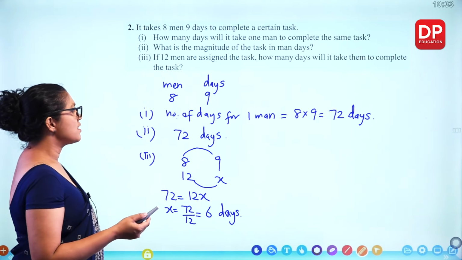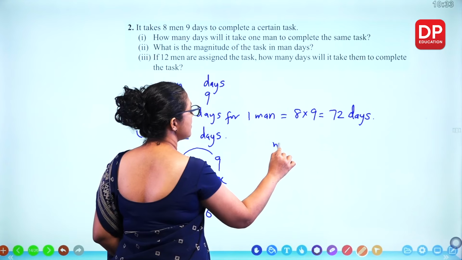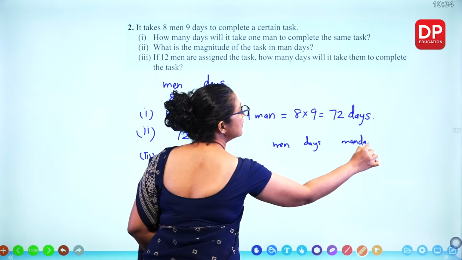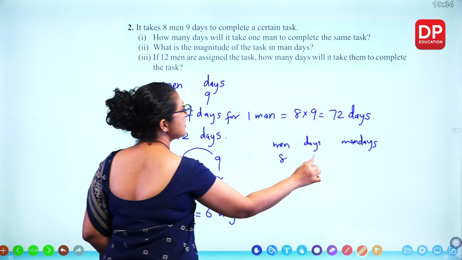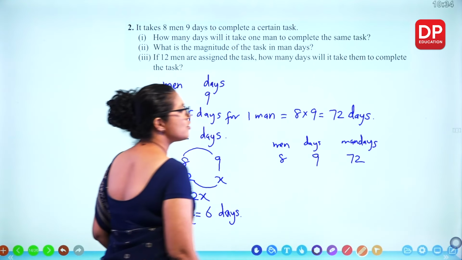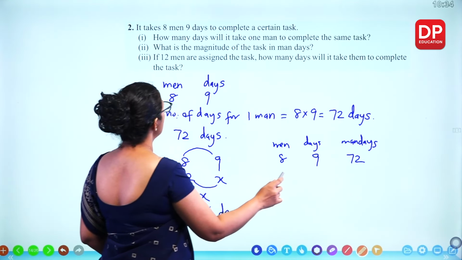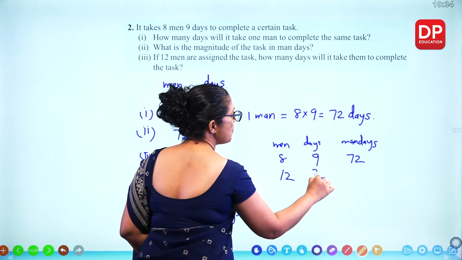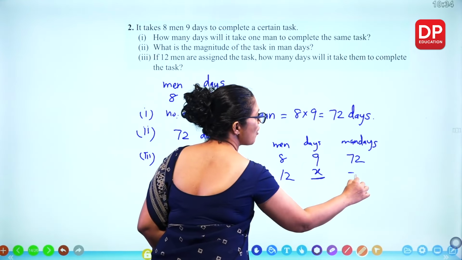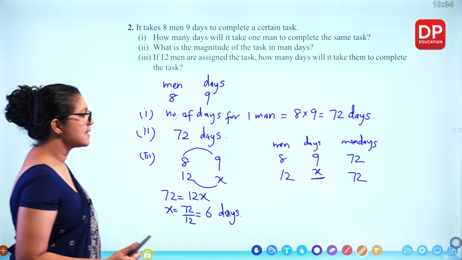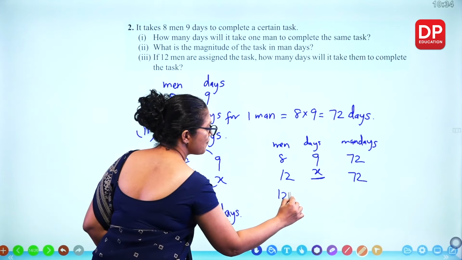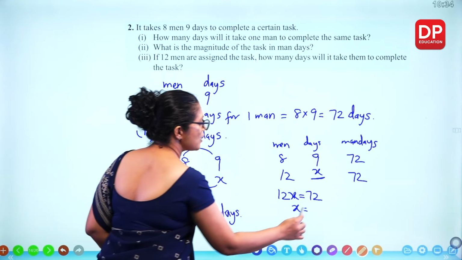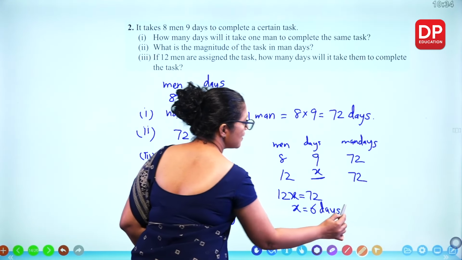If you are using the other method, you can write number of men and man days. So here 8, 9, you get total 72 man days if this is 12. So 12 multiplied by this number should be 72. So same number of man days you need to complete the same task. So 12x is equal to 72. X equals 72 divided by 12, 6 days.